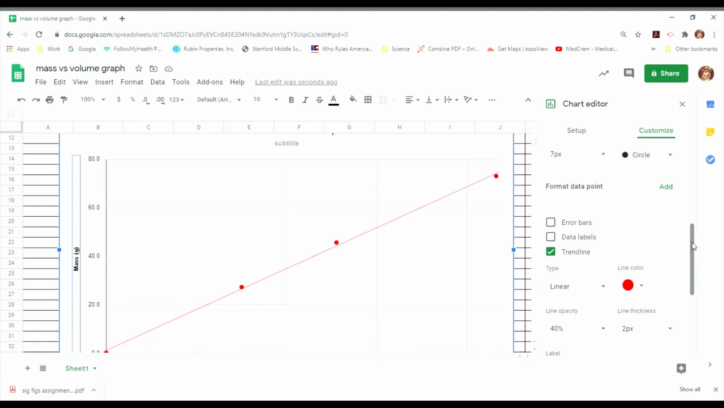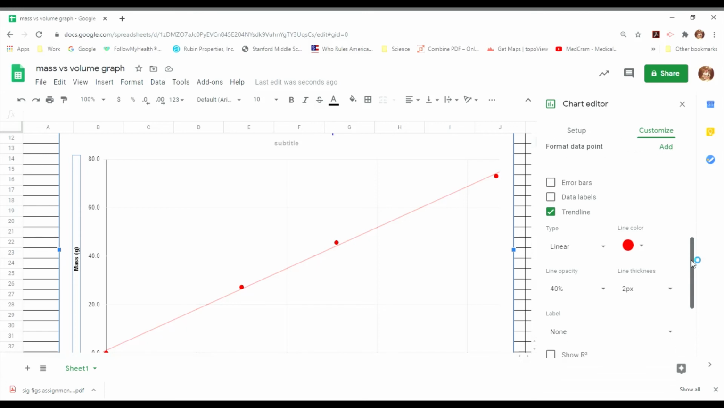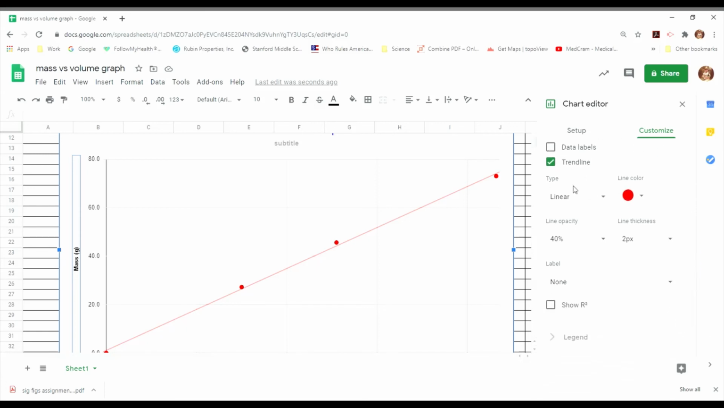And then in order to figure out the slope, which is what we want, you want to have the equation of the line, right? So you go down below trend line, you go down where it says label, right here, and right now it says none.